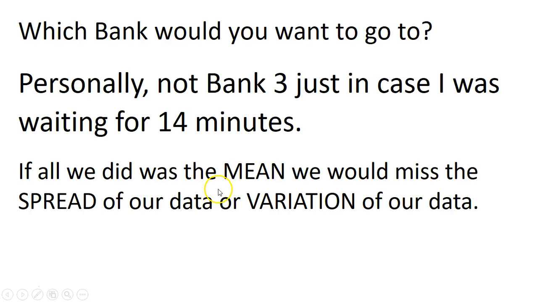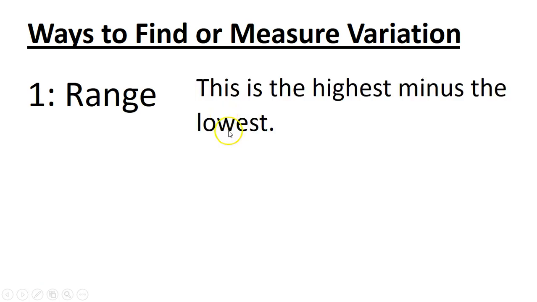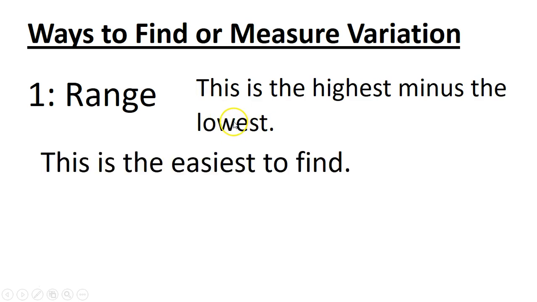If all we did was the mean, we would miss the spread of our data. We would miss the variation of the data, how it varies. So, ways to find the measure of variation. One way is the range, low to high. It's the highest minus the lowest that will tell you the range of values. That's the easiest one that most kids already know, a sense of variation that you've been doing for a very long time.